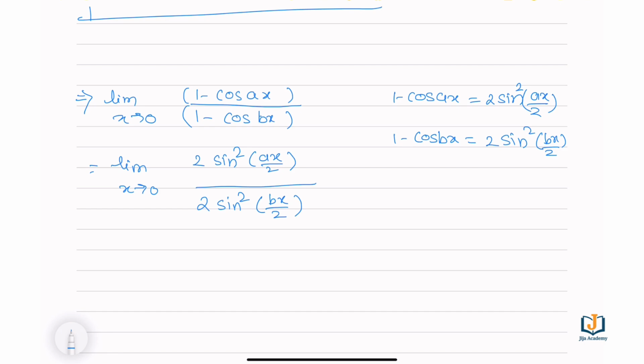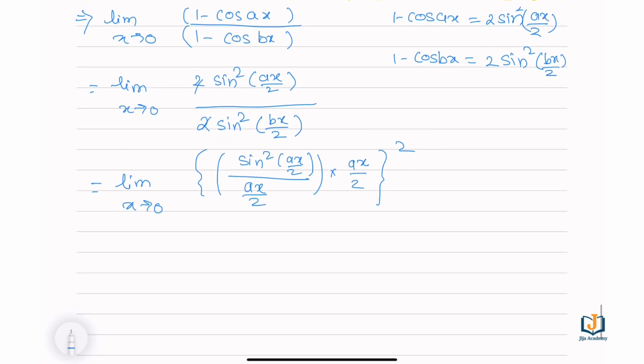So now here 2 cancels. So here limit x tends to 0 sin ax upon 2 divided by ax upon 2, into ax upon 2 whole square, divided by sin bx upon 2 divided by bx upon 2, into bx upon 2 whole square.